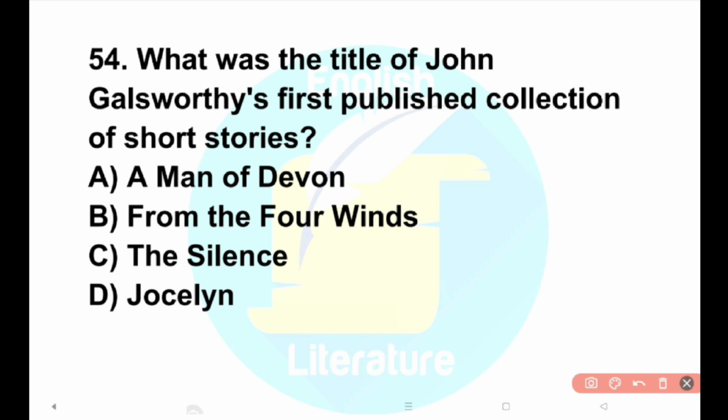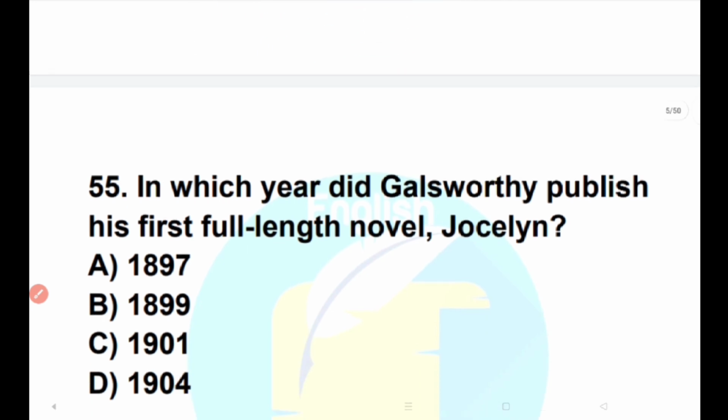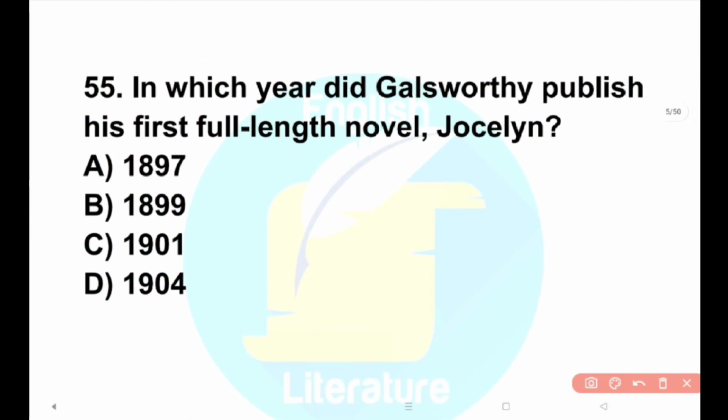Next, in which year did Galsworthy publish his first full-length novel, Jocelyn? Option A, 1897. Jocelyn was published in 1897 under the pseudonym John St. John, making it Galsworthy's first full-length novel and a key milestone in his early career.